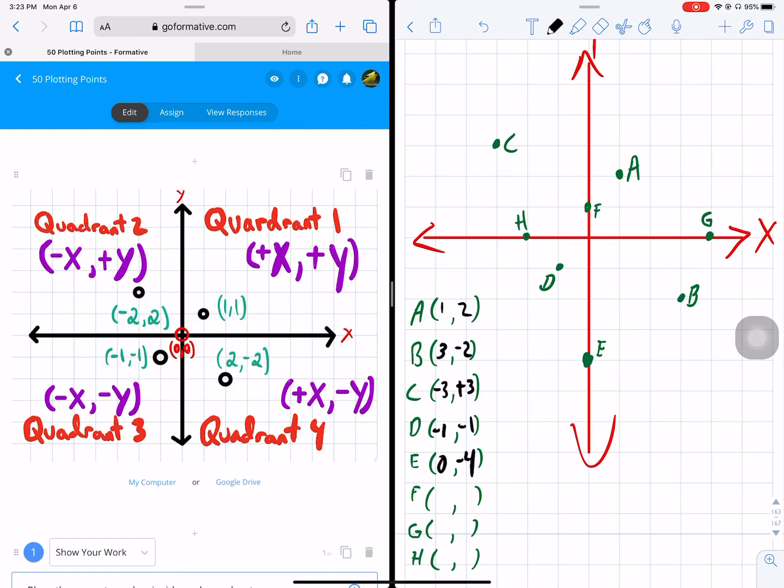So anytime we go down, it's going to be negative. If you go up, it's positive. If you go to the right, it's going to be positive. If you go to the left, it's going to be negative. Can you find F?